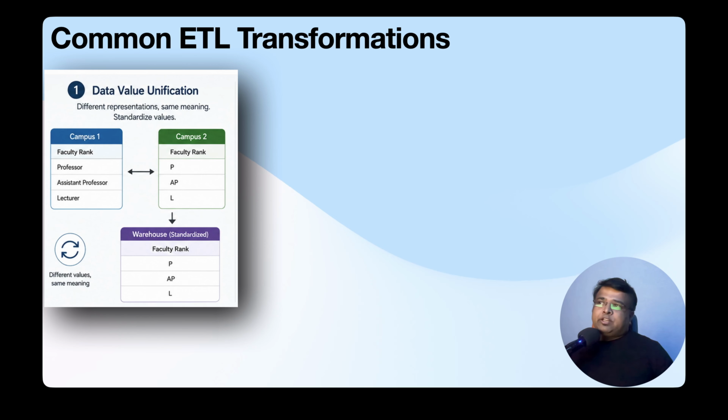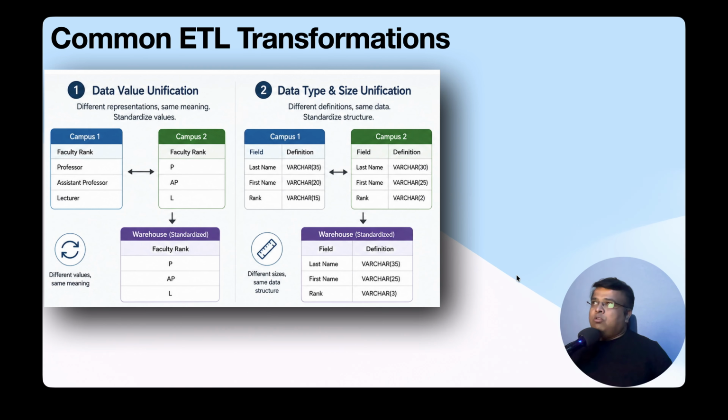So during transformation, we have to standardize these values into one common representation. Maybe we decide the warehouse will always use the Campus 2 abbreviations like P, AP, and L. So even if Campus 1 originally stored this as professor in full text, by the time the data reaches the warehouse, it gets transformed into a standardized version, and that process is called data value unification.